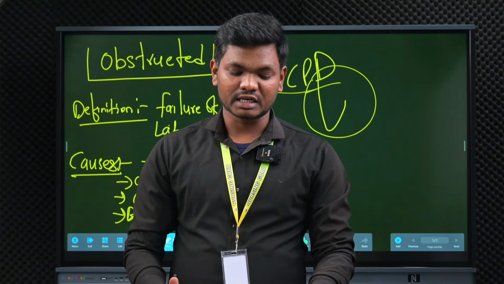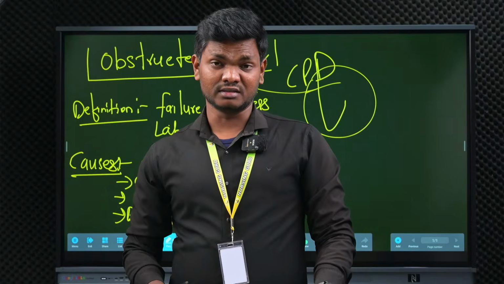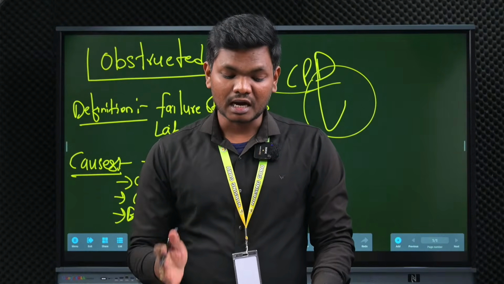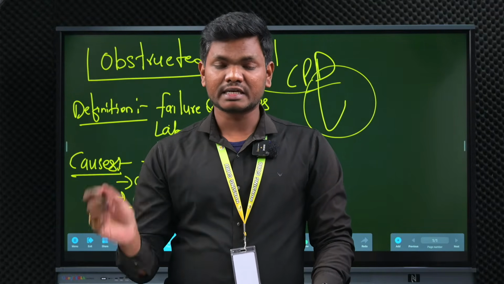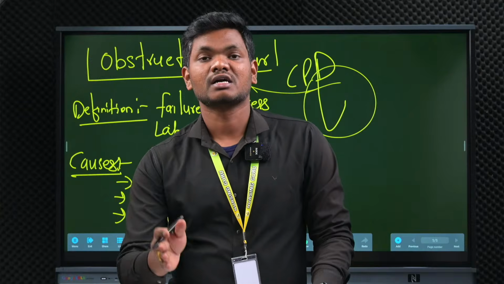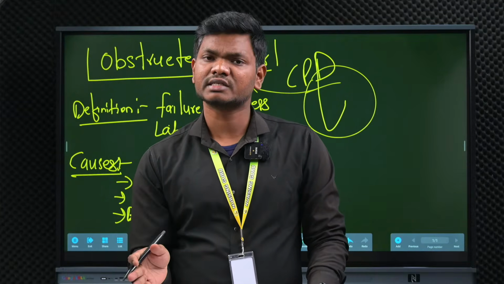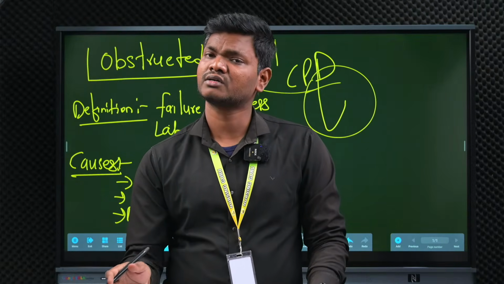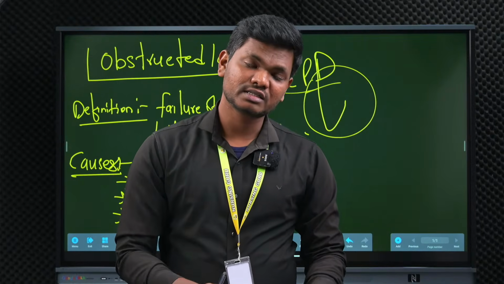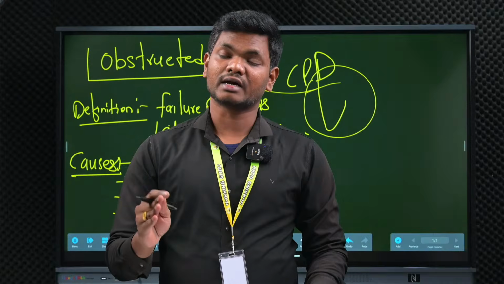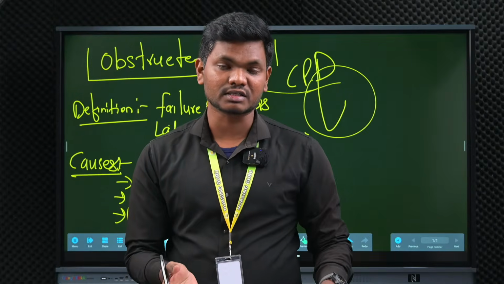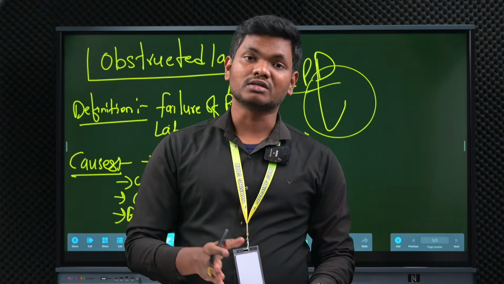It has different types. Prolonged first stage of labor: the first stage of labor is the dilatation of the cervix. In a primi mother, it may take 6 to 8 hours, sorry, 8 hours, for 10 centimeter cervical dilatation. Sometimes 10 to 12 hours also, depending upon the mother's condition. So when it is taking more time, more than 8 hours, then it is known as prolonged first stage labor.